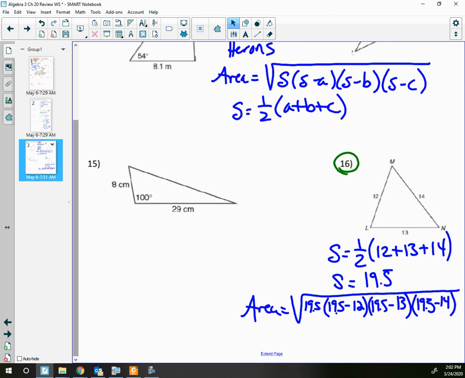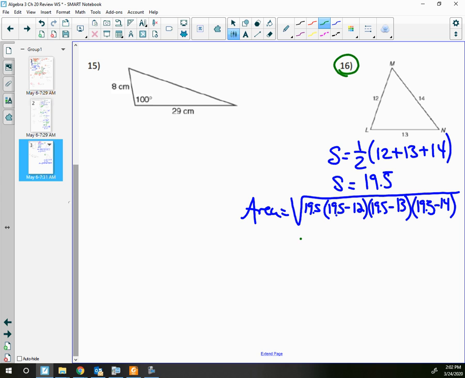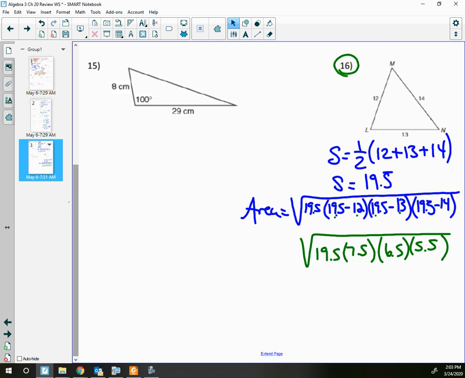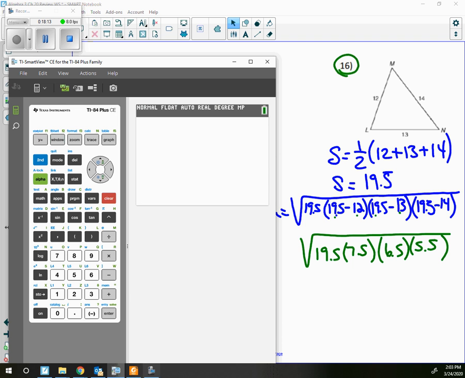Now again, for me, sometimes it's easier, instead of typing in all of those parentheses, to write what those things are when subtracted. So 19.5 minus 12 is 7.5. 19.5 take away 13 is 6.5. And then 19.5 minus 14 is 5.5. If that's an easier thing for you to type in, it might make your work a little bit easier. So let's take a peek here. We can do the product first if you want: 19.5 times 7.5 times 6.5 times 5.5.